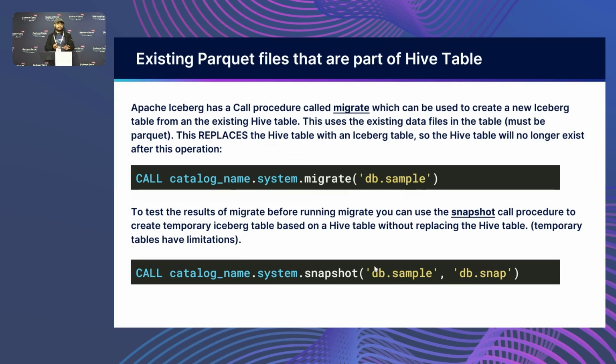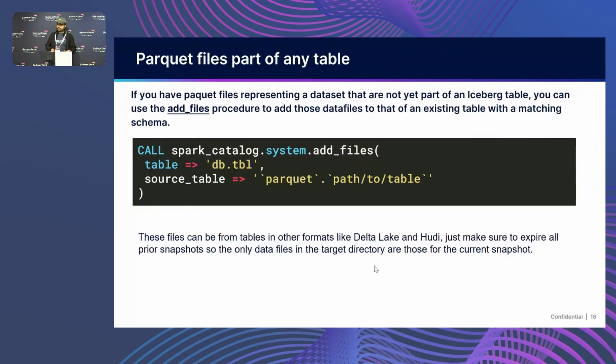So that's pretty straightforward. But what if it's not a Hive table? Okay, what if I have a whole bunch of Parquet files that are not using any table format? What if I'm using Hoodie? What if I'm using Delta Lake? Well, you have what's called the add files procedure. Now, what the add files procedure does, it just takes whatever files you point to and then writes metadata to include them in your table. So it doesn't matter where the file is located, doesn't matter what table format it might have been associated with before, as long as your Iceberg table has a matching schema.